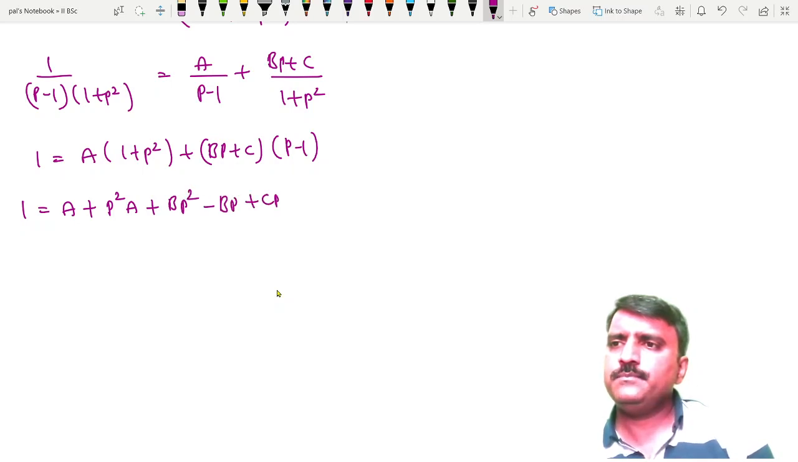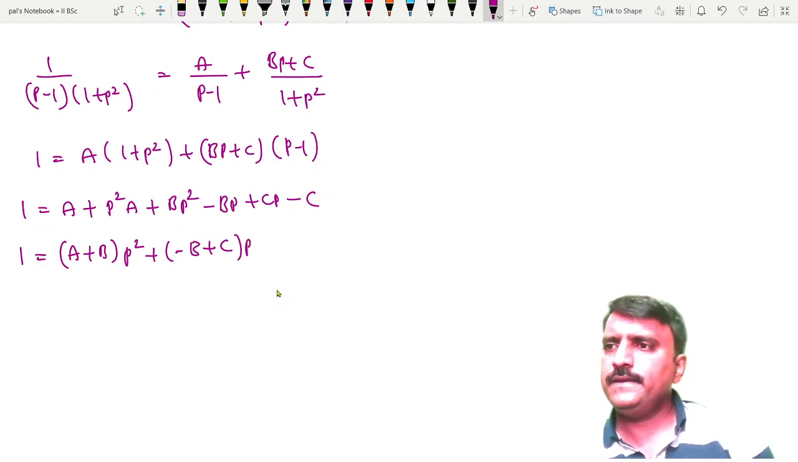plus cp minus c. Now you write this as 1 is equal to, take p square common factor, then it is a plus b into p square. Next take p as a common factor, plus of minus b plus c into p, plus a minus c.